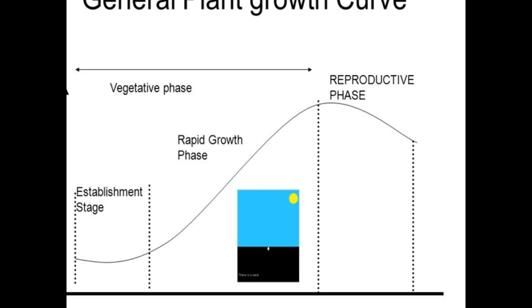Here we can see the growth curve of crop plants. This is the growth period, and this is the biomass production. This curve looks like an S-shaped curve. The initial phase is the establishment phase. This is the lag phase. This is the linear phase or log phase, and this is the stationary phase, and thereafter this is the declining phase.